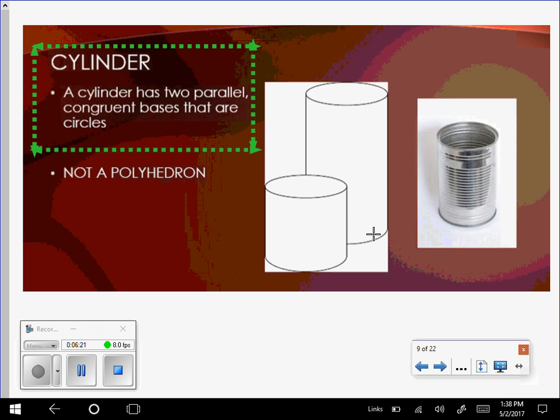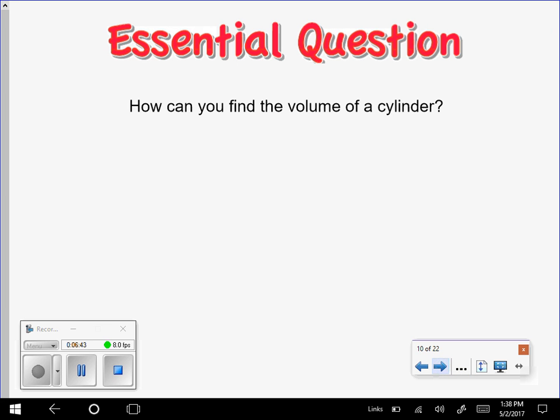This video is probably going to be a little bit longer because we wanted to go over the basics of 3D figures here and have you get some of that in your notes. But now we're going to look at how to find the volume of those cylinders. We will be looking at how to find the volume of other types of 3D figures moving forward, but today we're going to start with cylinders. So that's the question of the day: how do we find the volume of a cylinder?